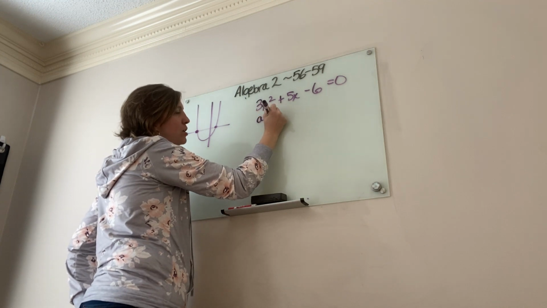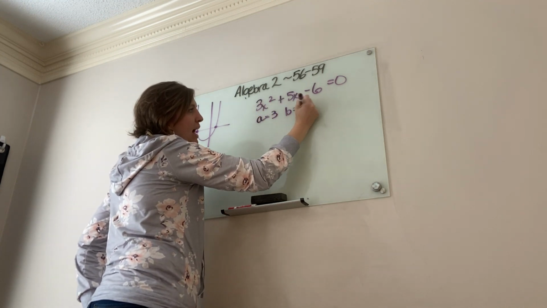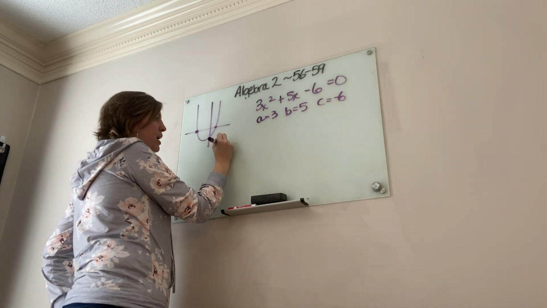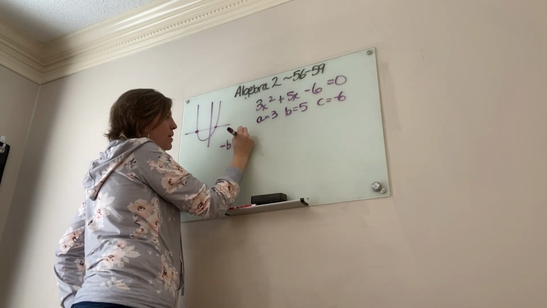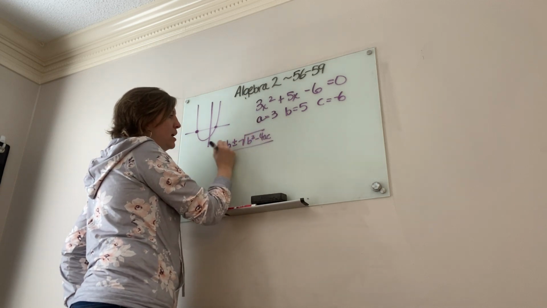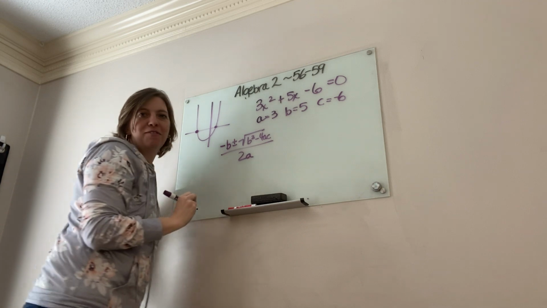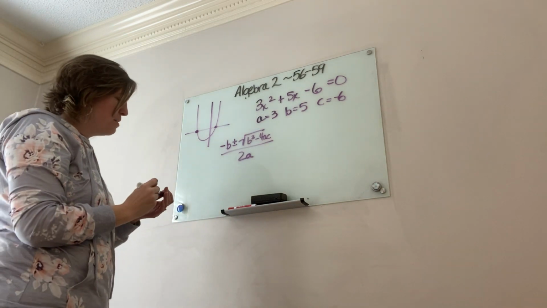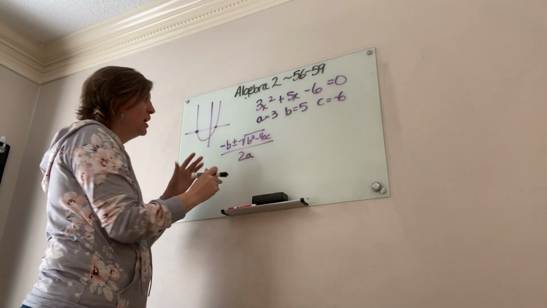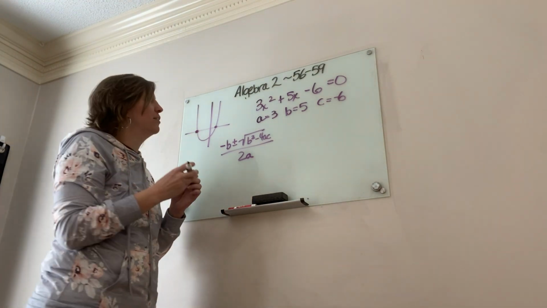A equals 3, B equals 5, and C equals -6. Now remember my quadratic formula: negative b plus or minus the square root of b squared minus 4ac, over 2a. I'm sorry for all the squeaky board sounds, but all I have to do now is just plug away. I call that plug and chug, right?